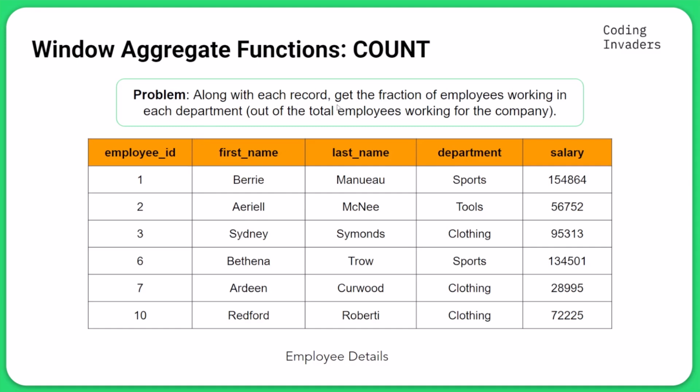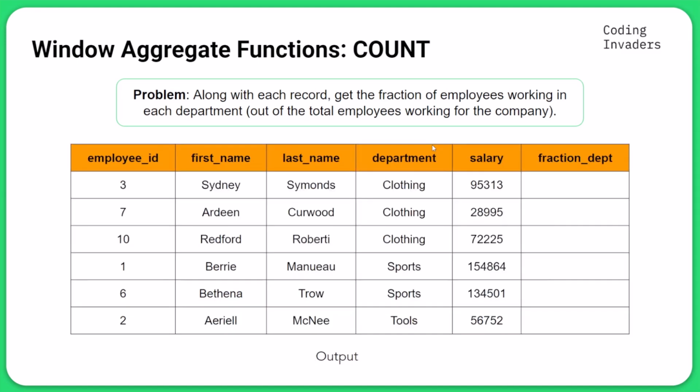So let's say along with each record, we want to get the fraction of employees working in each department out of the total employees who are working in the company. I've arranged the rows for you so that it's easy to get the department-wise breakdown of the record. Let's figure out the fraction together. Out of the total 6 employees in this table, we have 3 working in the clothing department. So the fraction would be the total employees in the clothing department divided by the total employees in the company. We have 3 employees in the department and 6 employees in total.